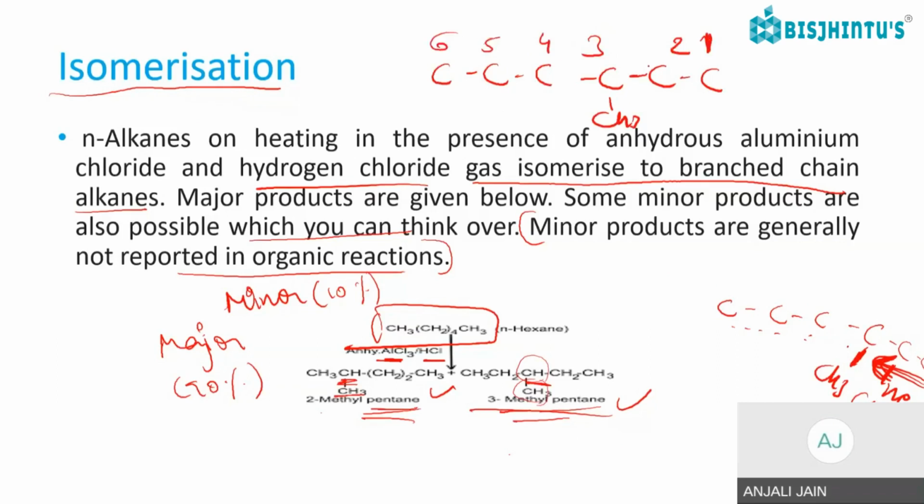And at the second position, we have already done the substitution. So we can do dimethyl substitutions like this: 1, 2, 3, 4, 5, and 6. But then again the same thing will happen, 1, 2, 3, and 4. So 2,2-dimethyl, this will be 2,2-dimethyl butane.